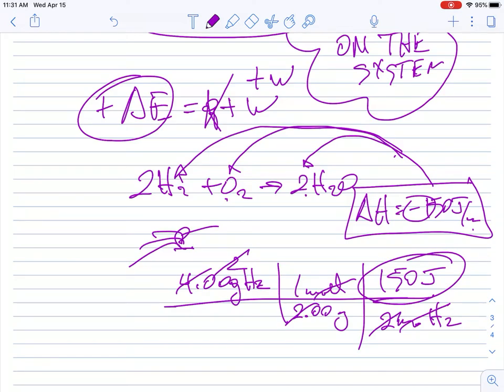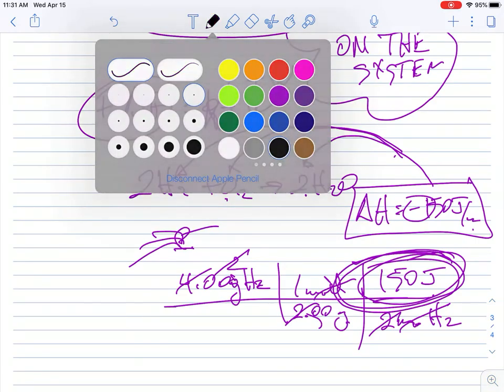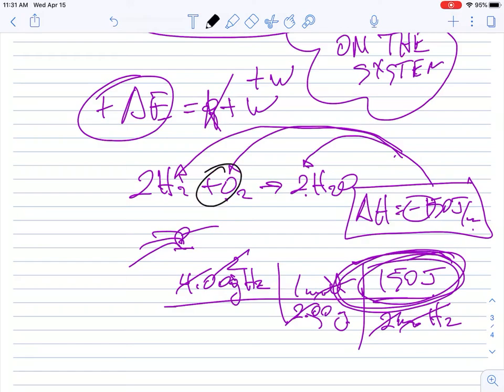So if I combust 4 grams of hydrogen, all I did was reduce this down. Yes, it's called mental math. Stunning, I know. And you get 150 joules. If you don't believe me, have Danae run the numbers on the calculator, and you can verify that, because 2 times 2 is 4, that cancels out. If you were doing this with the oxygen, then you would put 1 mole of oxygen down here.